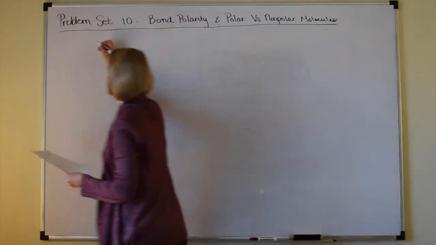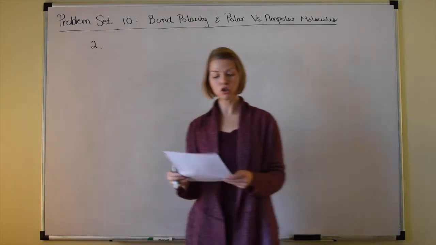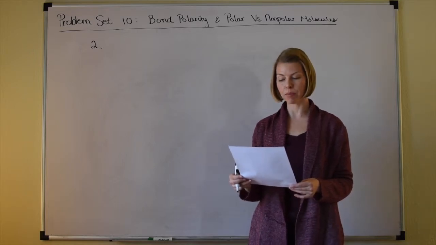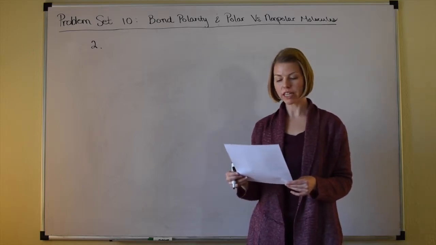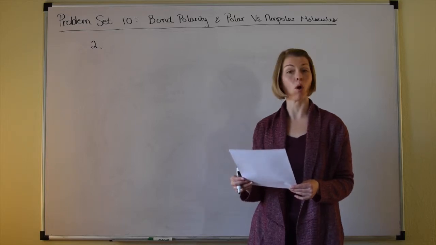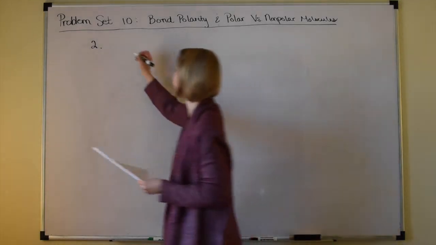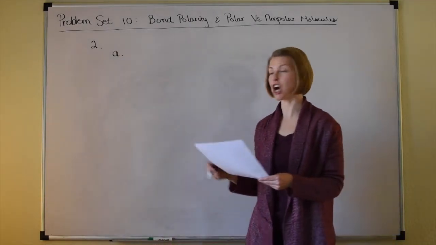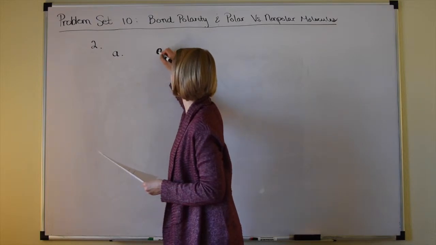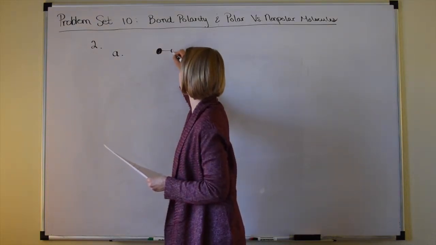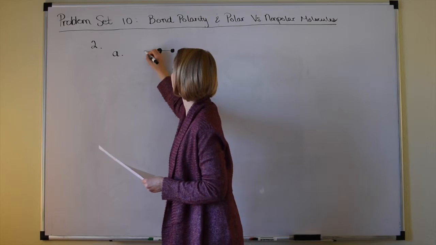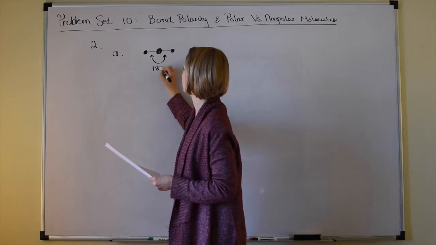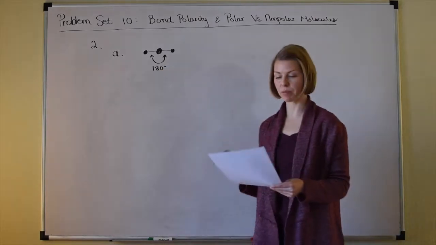Okay, number 2. Assume all bonds in these hypothetical molecules are polar with a dipole of 0.9. Which molecules would you expect to be polar? A, a molecule with a linear molecular geometry. Okay, so linear, that means that our central atom has bonds to 2 other atoms at 180 degrees apart in 3-dimensional space.